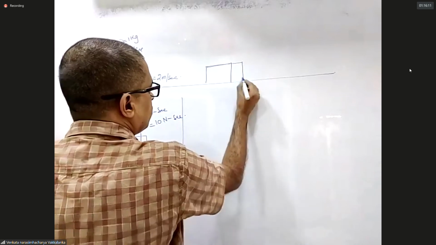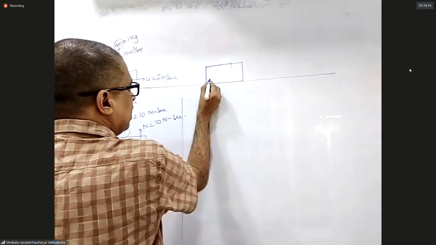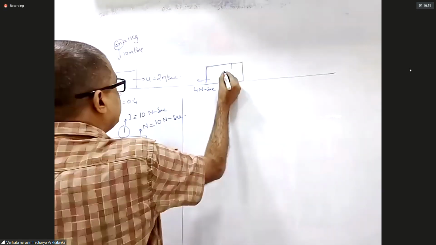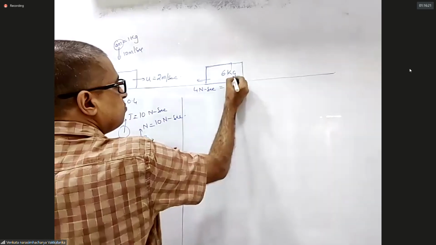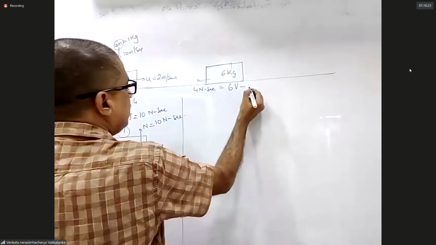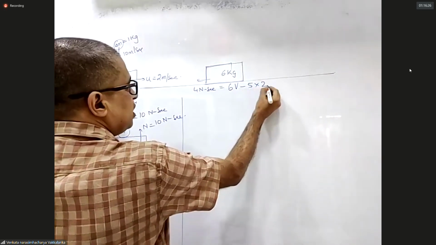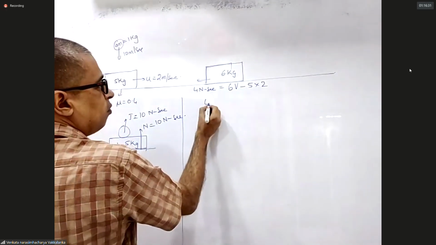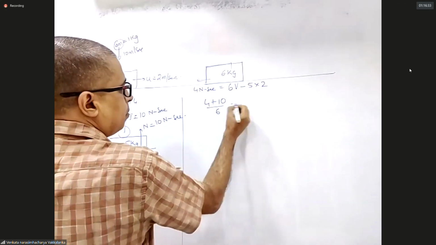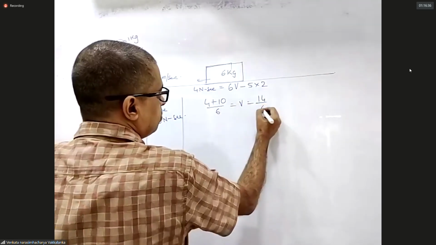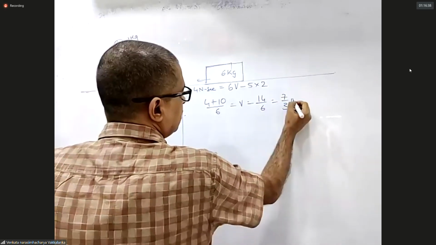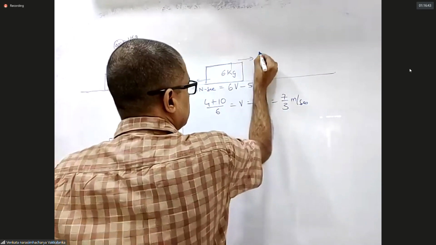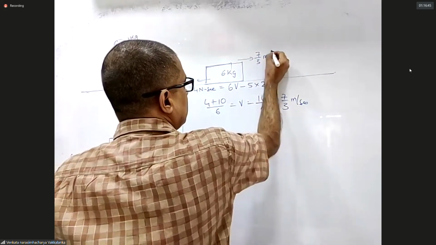Because of 4 Newton second, that will be equal to the change in momentum. Now this is 6 kg: 6 kg into V minus 5 kg into 2. How much will be this velocity? 4 plus 10 divided by 6 will be 14 by 6, 7 by 3 meters per second. I have a feeling I have gone wrong with the simplification. New velocity is 7 by 3 meters per second.